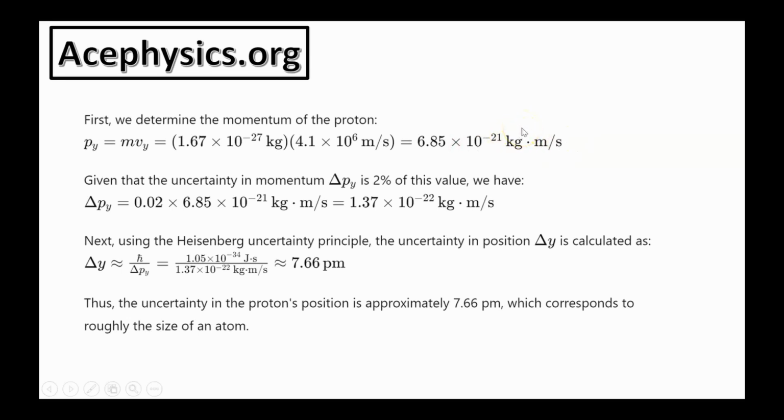6.85 times 10 to the negative 21. The units of momentum are kilograms meters per second. Momentum units don't get a special name like newtons or joules. I don't know why not. Let's work on that, ladies and gentlemen.